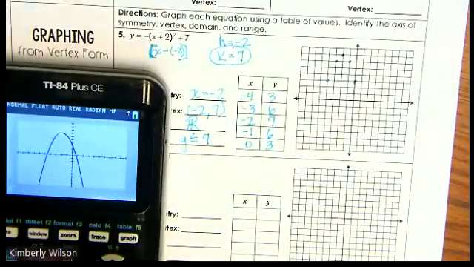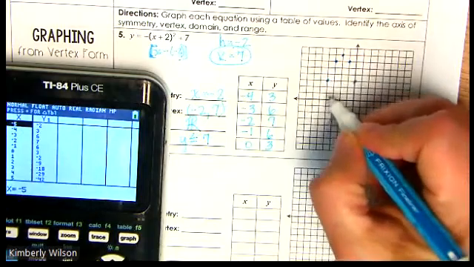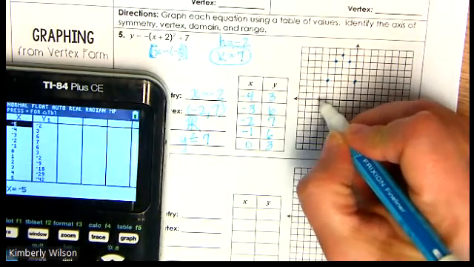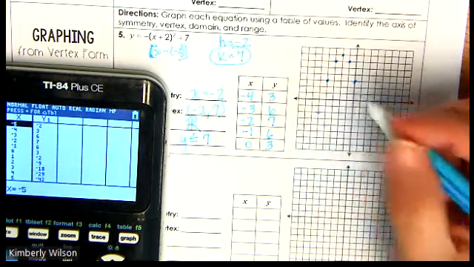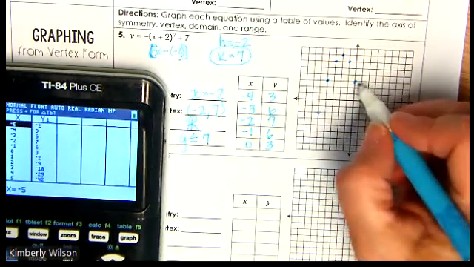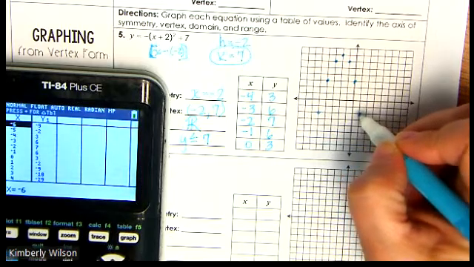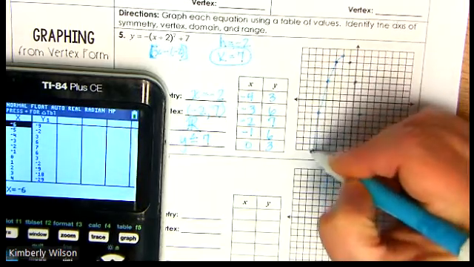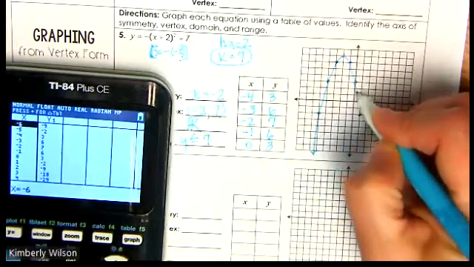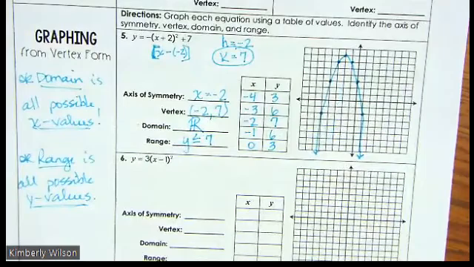So I'm going to go back to my table and I'm going to find one more out this way. So I've got (-5, -2), which is going to also be (1, -2). And then after that, it's too far. So now I can sketch. And we sketch here. And there's my graph. And we've done all possible parts for this problem.